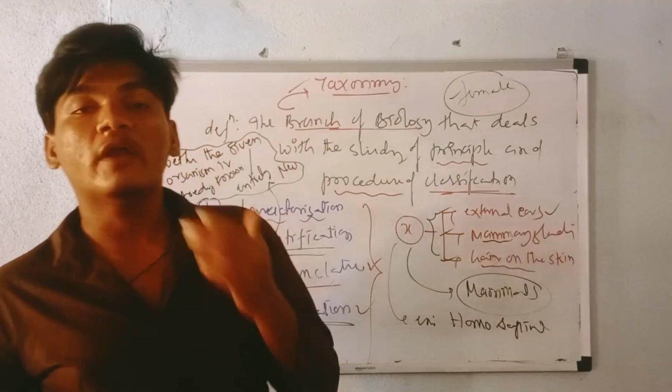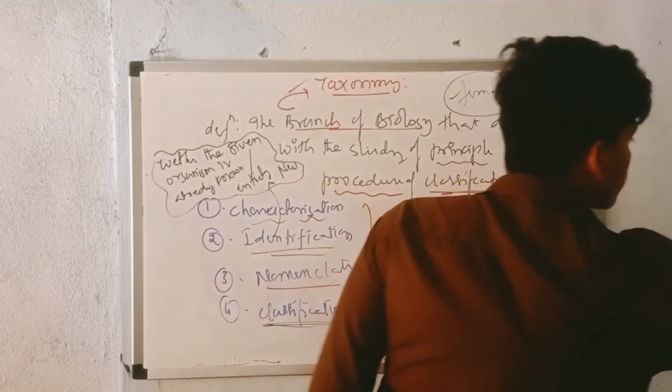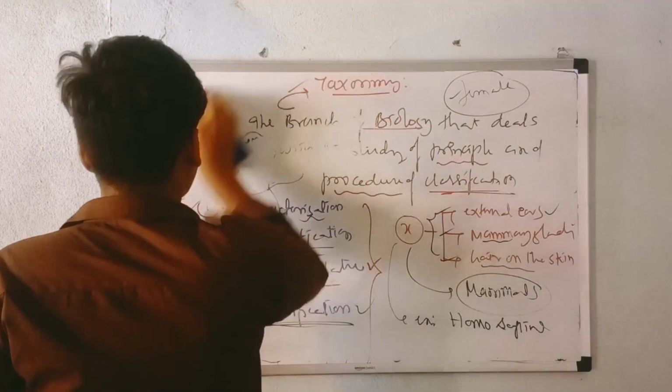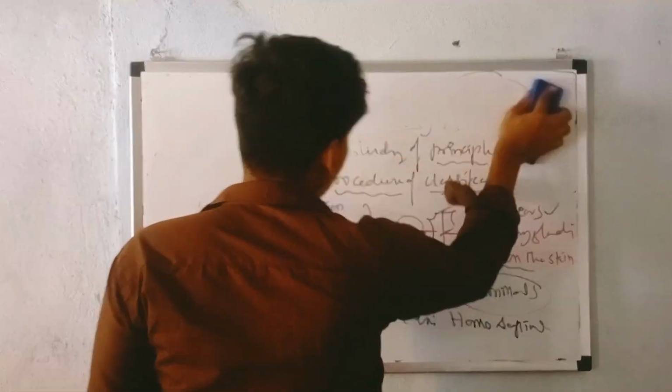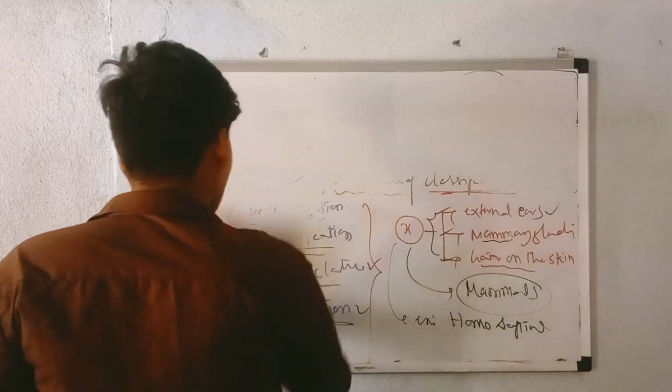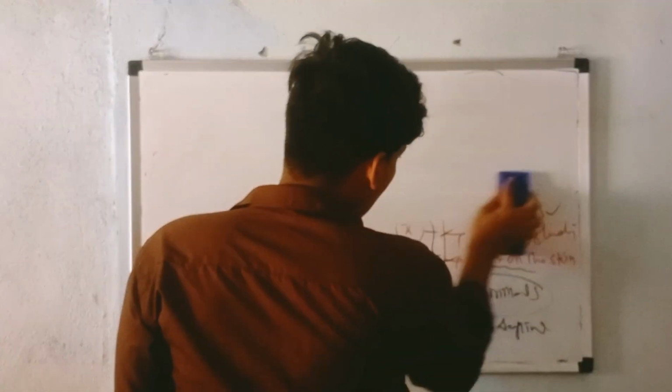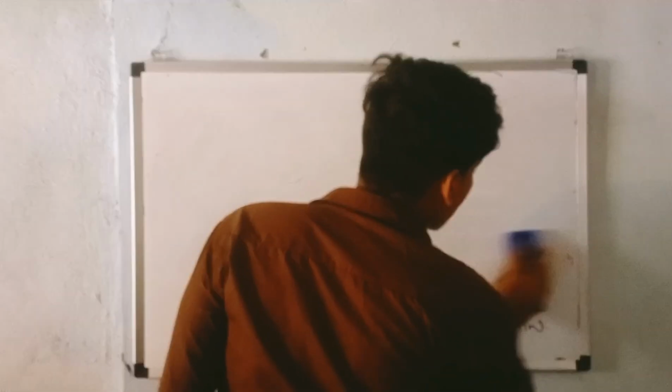Okay, now we go to another interesting term, that is called systematics. Systematics is also a very important one. And what is the difference between taxonomy and systematics, we will also discuss. Later we will discuss taxonomic categories.